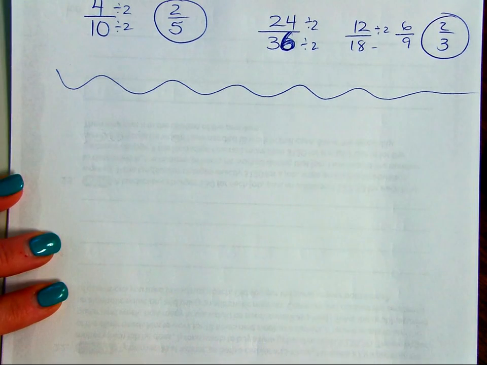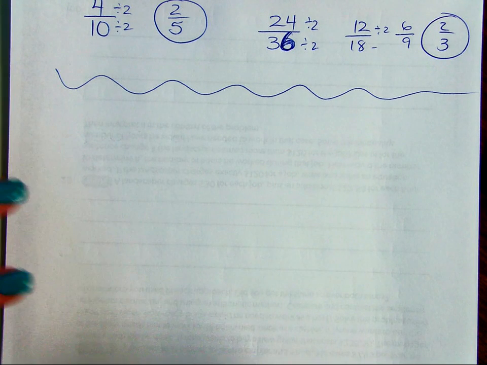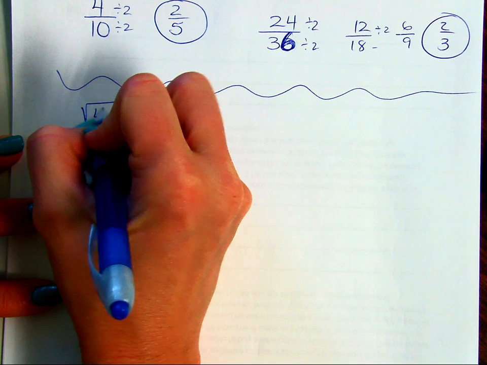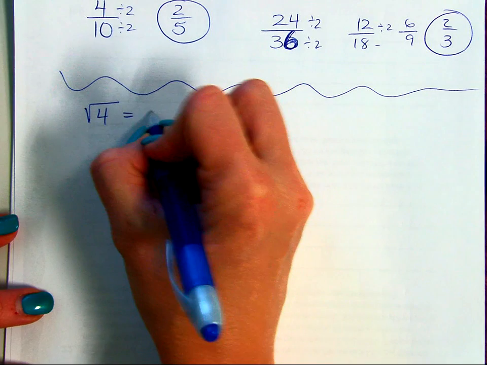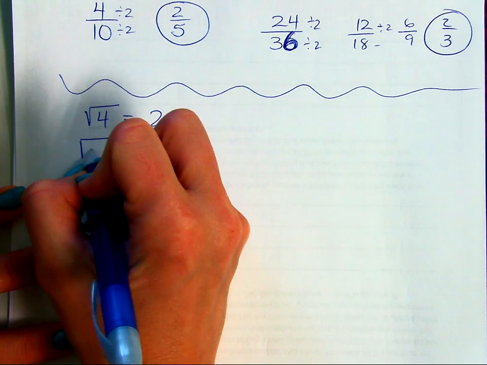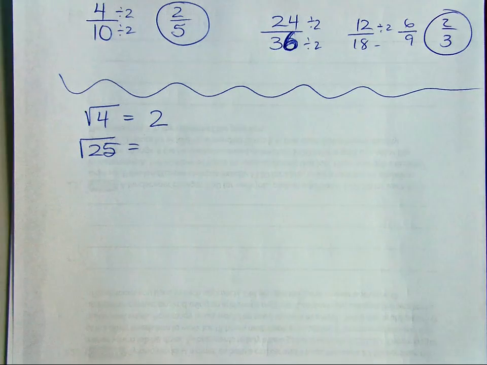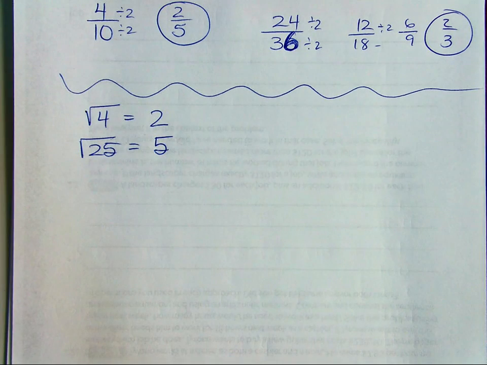I'm going to give you a radical and ask you if it's reduced, if it's in simplest form. Well, you know that's not, because it's one of those magic numbers. Now it's in simplest form, right? Okay, 25. Is that in simplest form? No, because the square root of it is 5.